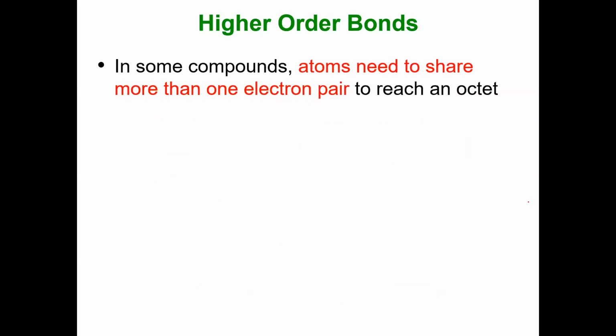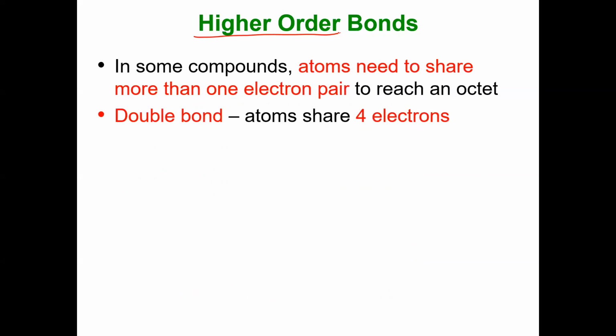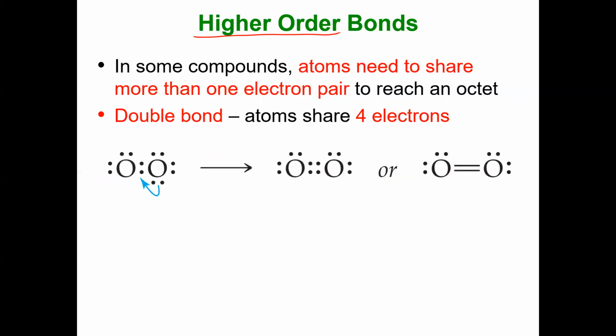But sometimes we have to share more than just 2 electrons to satisfy an octet. Those are referred to as higher order bonds. You're probably already familiar, these are our double and triple bonds. So double bonds is when I need 4 electrons to be shared. So we see that with oxygen, the diatomic O2. Each oxygen has 6 valence electrons, right? So we see 6 here and 6 here for a total of 12.